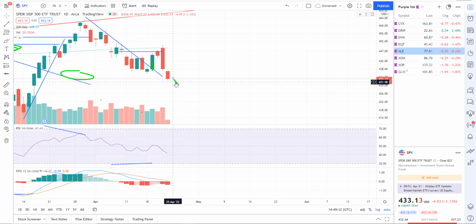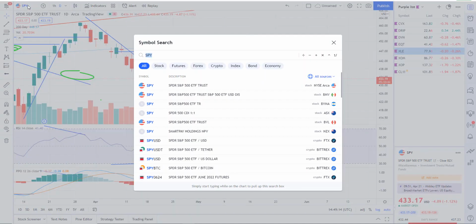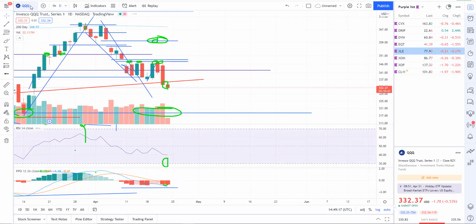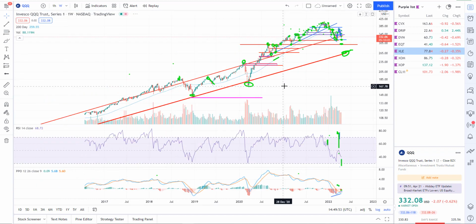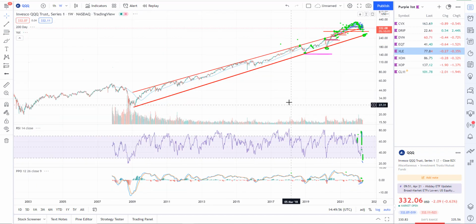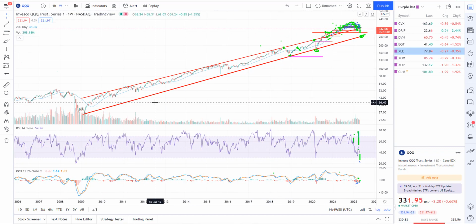So SPY, more selling. The other thing I want to roll back to on Qs, sorry guys, jumping around, this is how my brain works. On triple Qs, if I go to the weekly chart here, bigger picture stuff, but it's important to keep these charts, at least in your head.